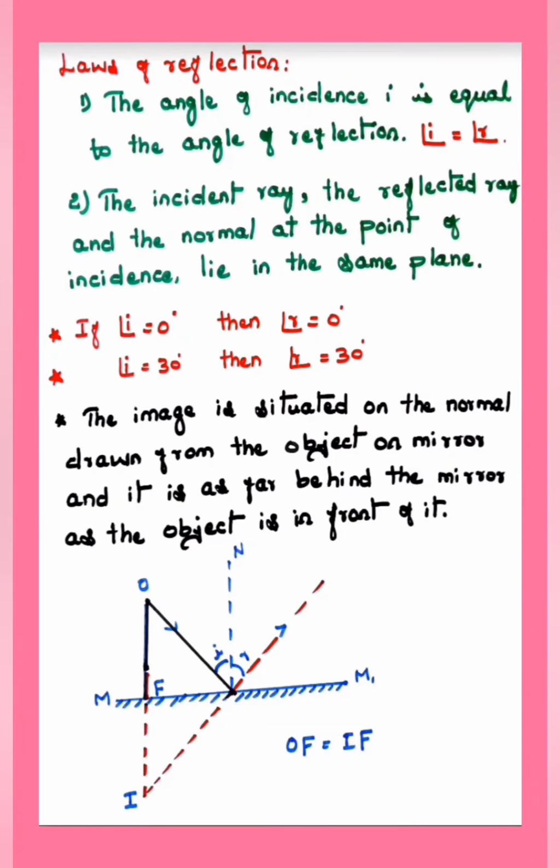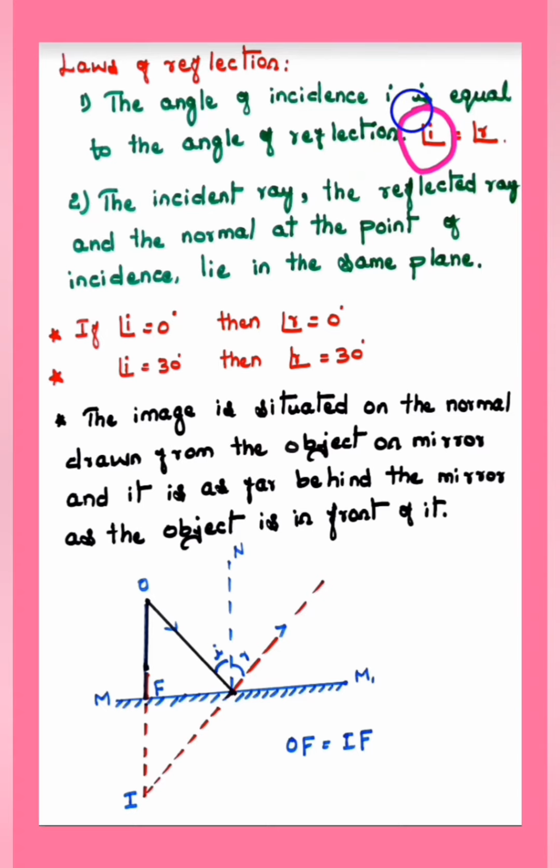Next we shall move to an important concept, laws of reflection. The angle of incidence i is equal to the angle of reflection. This is the first law of reflection. I repeat, the angle of incidence i is equal to angle of reflection R. Second law: the incident ray, the reflected ray and the normal at the point of incidence all lie in the same plane. This is the second law of reflection.